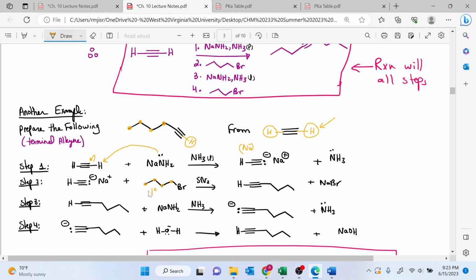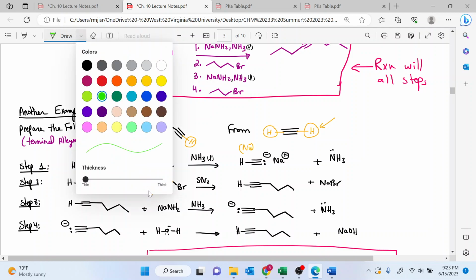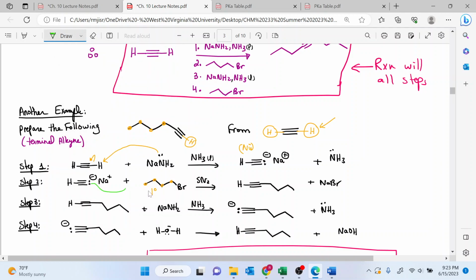So my nucleophile now is going to come and is going to attack. So this one is going to come, is going to attack the partial positive carbon. Bromine is going to leave, and I'm going to end up alkylating my triple bond. So here I reached my product. So in this step, I reached the product that I want, which is this product over here.